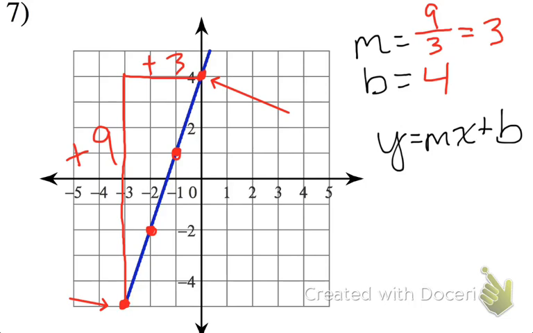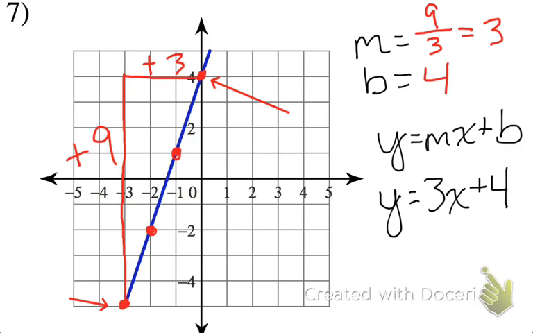And we would pop that into our equation. Y equals slope 3 x. B is positive 4, plus 4. And let's go ahead and prove this equation.